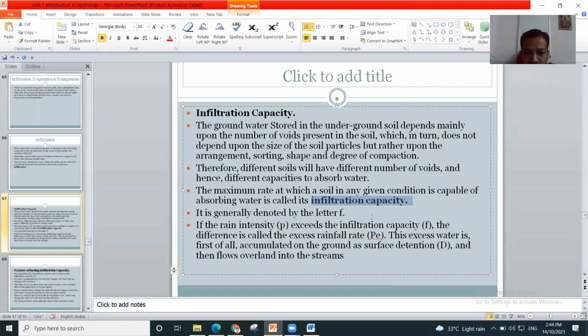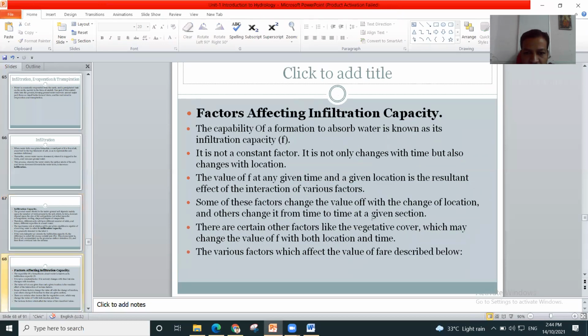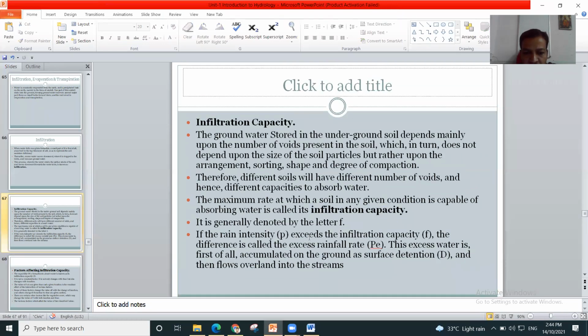So how is infiltration capacity calculated? Infiltration capacity is denoted by small letter f. And if the rain intensity, denoted by P, exceeds the infiltration capacity, the difference is called excess rainfall rate.